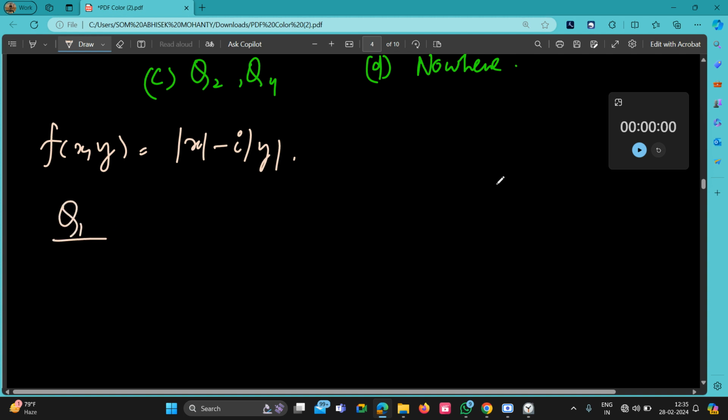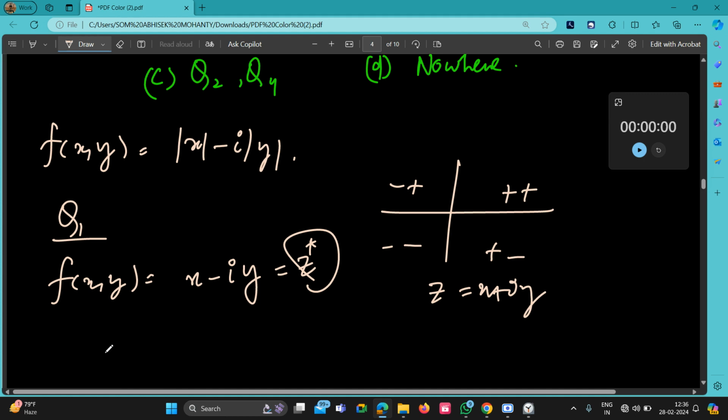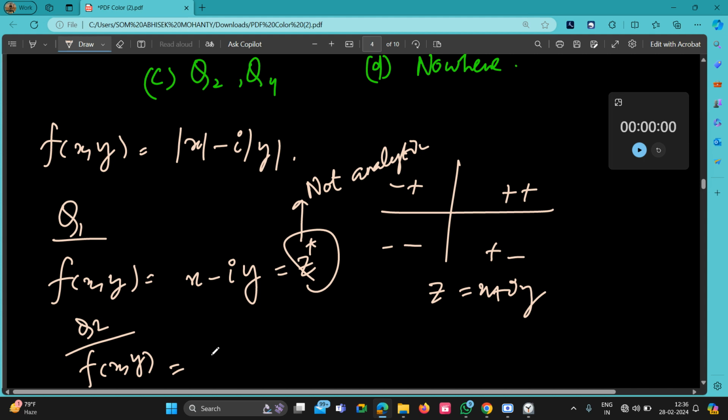So, in the first quadrant, what is it? Mod x, the signs are plus plus, minus plus, minus minus, plus minus, right? So, in the first quadrant, f(x, y) is how much? x minus iy, which is actually z star, isn't it? z is your x plus iy. So this is z. So, z star is what? It's not analytic. z star is not analytic. Okay. Next Q2. Q2 is your f(x, y). Minus plus, so minus x minus iy.